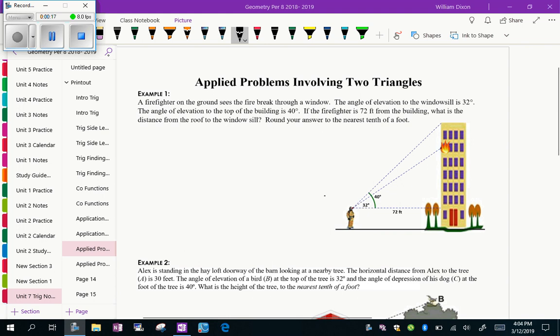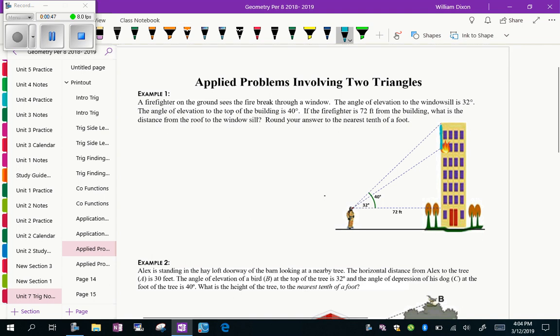It says a firefighter on the ground sees the fire break through a window. The angle of elevation to the windowsill is 32 degrees. The angle of elevation to the top of the building is 40 degrees. If the firefighter is 72 feet from the building, what is the distance from the roof to the windowsill? So we're talking about this distance here, from the roof to the windowsill.